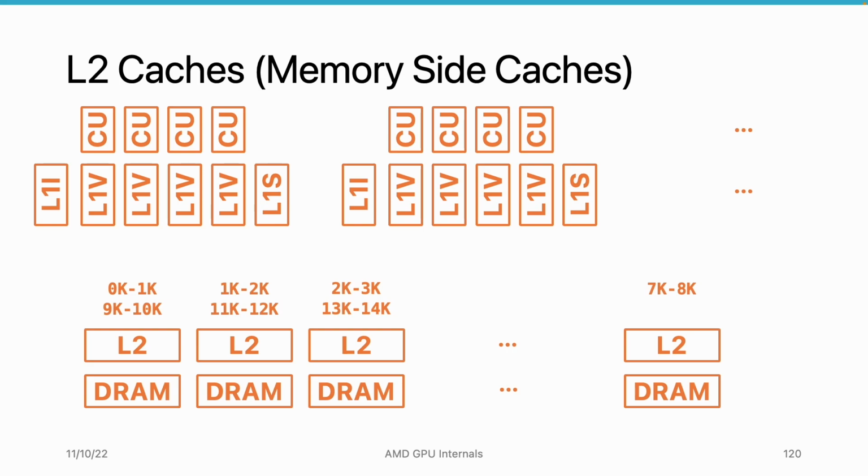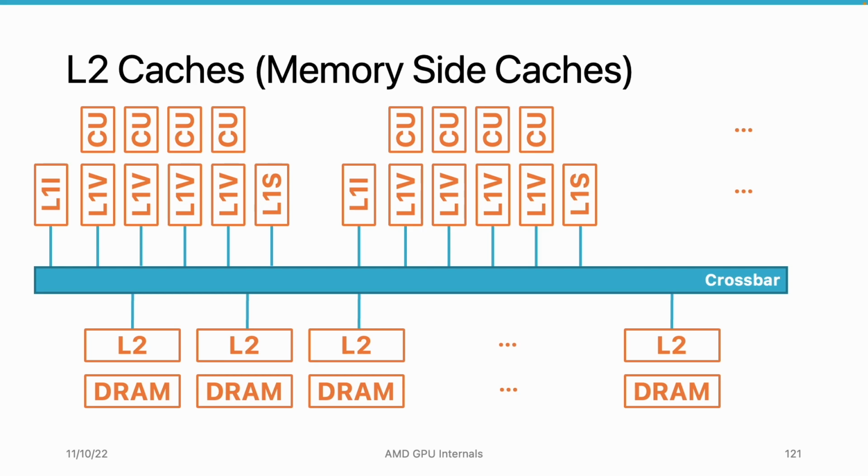And you also need to always be aware that these L1 caches are core side caches. That means each cache should cover the whole address space, although each L1 cache is smaller than an L2 cache. And because L1 caches are core side caches and L2 caches are memory side caches, we need to use a big crossbar to connect all these L1 caches and L2 caches. So each L1 cache can access all the L2 caches. Each L2 cache can provide data to every L1 cache.